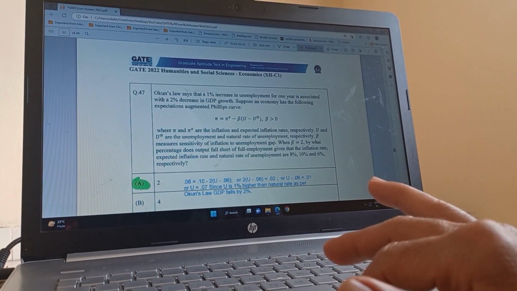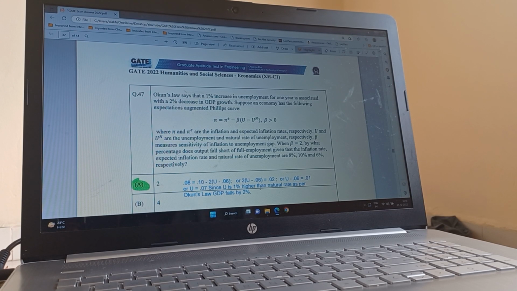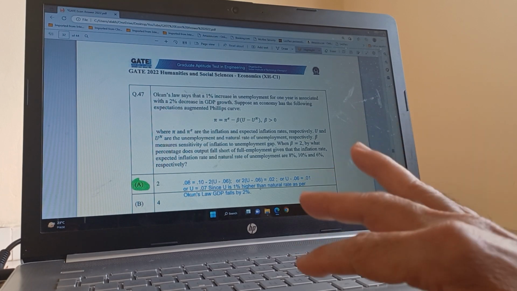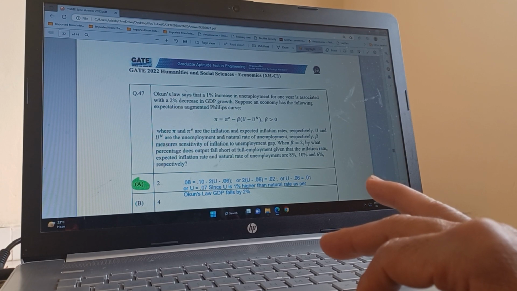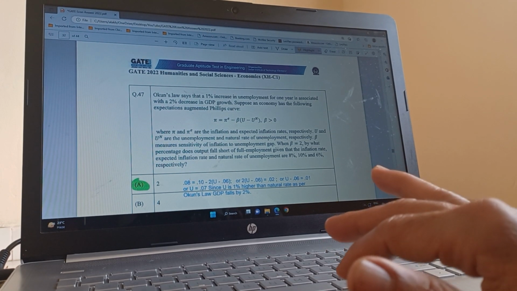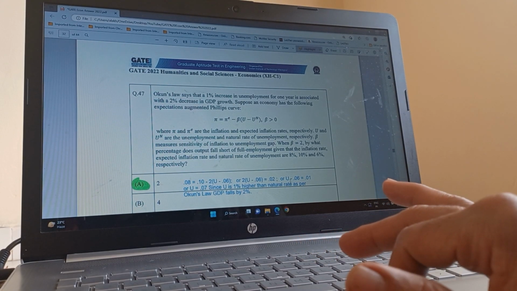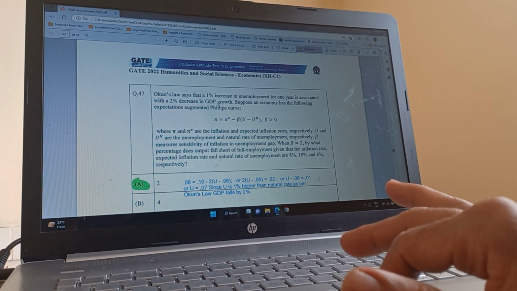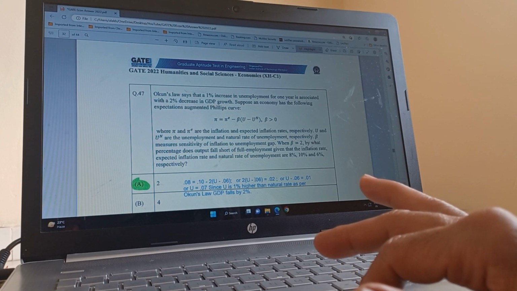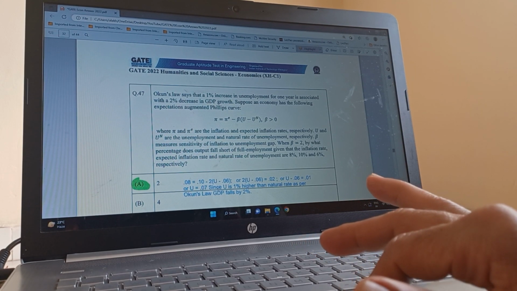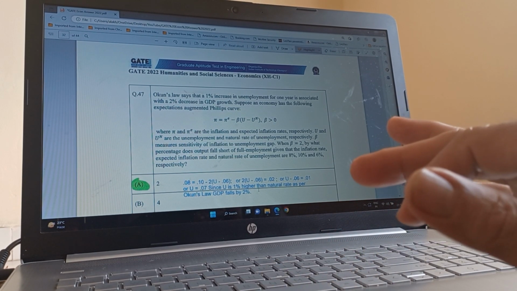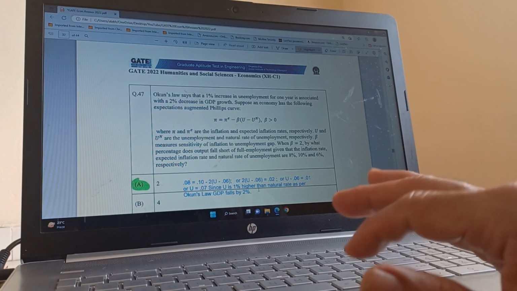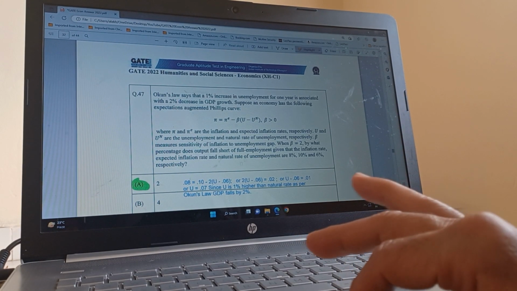Since u is 1% higher than the natural rate, as per Okun's law, GDP falls by 2%. It has already been given here that Okun's law says a 1% increase in unemployment means it is above the natural rate of unemployment. So what did I write here? u minus 0.06 is equal to 0.01. That's what I put here. And u is 0.07, which means u is 1% higher. So the actual u is 1% higher than the natural rate of unemployment.